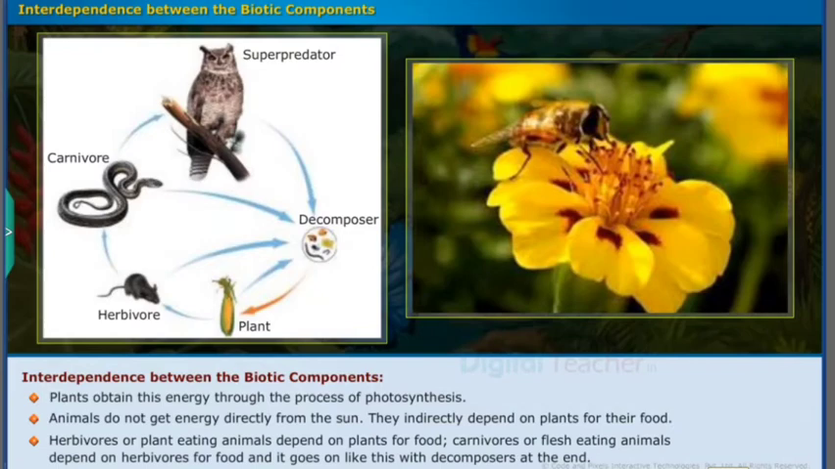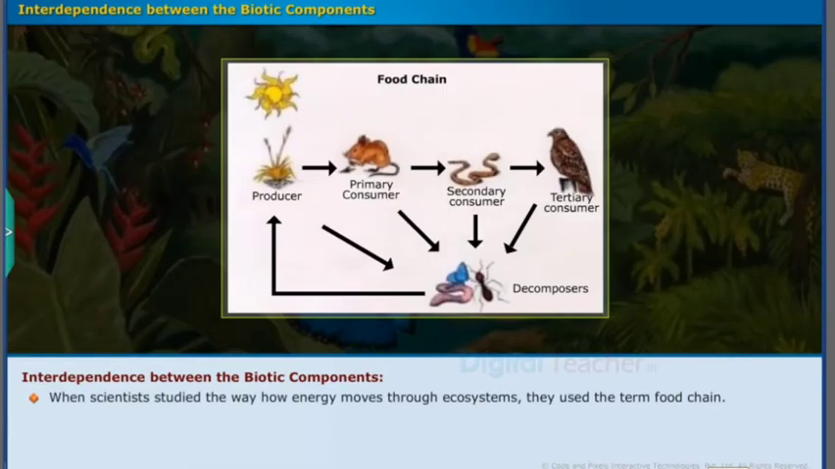Herbivores or plant-eating animals depend on plants for food. Carnivores or flesh-eating animals depend on the herbivores for food, and it goes on like this with decomposers at the end. When scientists studied the way energy moves through ecosystems, they used the term food chain.